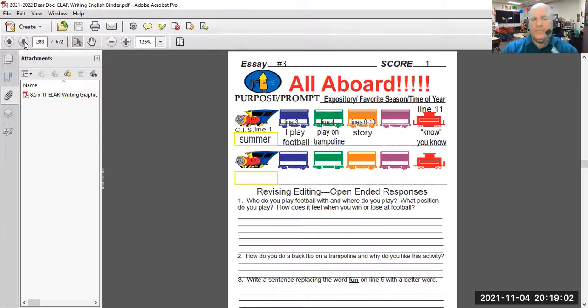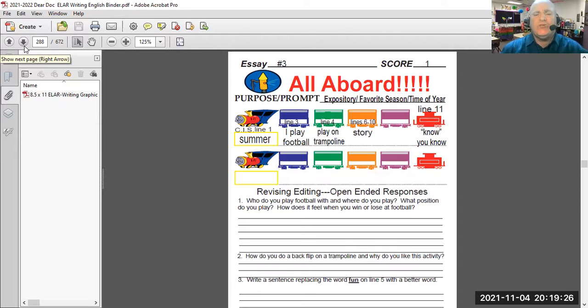The next one did the same thing as the first essay. I like summer, I can play on my trampoline. And so what you could have done was ask lots of questions like the ones that are listed there about the trampoline. What's so cool about the trampoline? Reason. In the summer, idea.